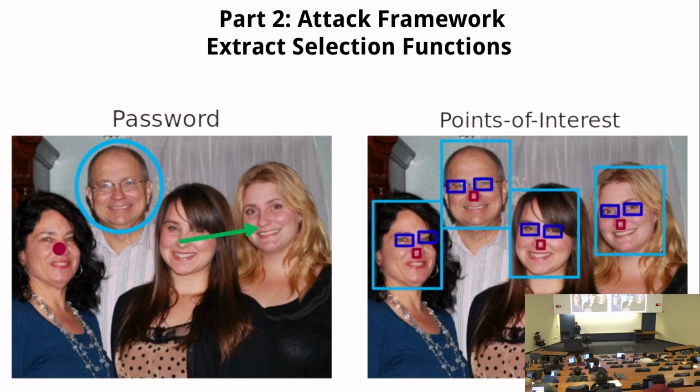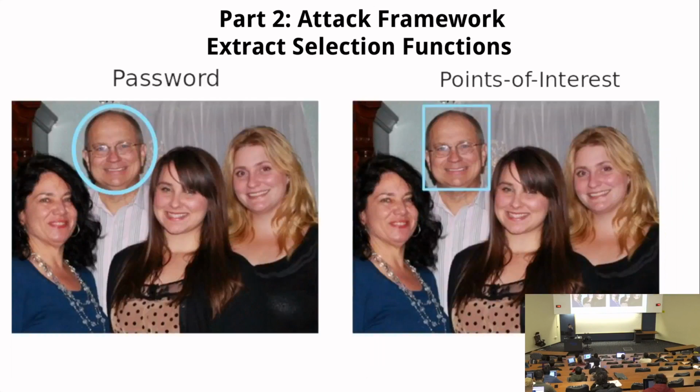So what we do is we compare the password with points of interest. The points of interest are generated using computer vision tools. So let's say on the left-hand side, I have the password: one circle, a line, and a tap. Then on the right-hand side, this one is an ideal case. We assume the computer vision tool is so accurate. It can identify four faces or the eyes and nose. Then we just compare the location of those gestures and the points of interest.